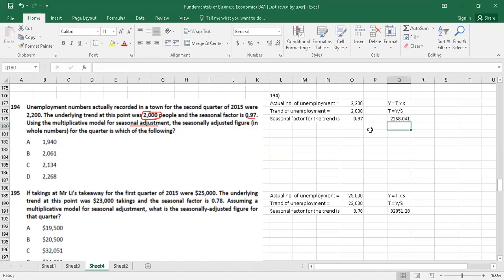On a similar note is question 195 also. If takings at Mr. Lee's takeaway for the first quarter of 2015 were 25,000, so this is the actual takings. The underlying trend at this point is 23,000. The seasonal factor for the trend is given as 0.78. So Y, the forecasted value, is equal to the trend into the seasonal factor. The seasonal factor is already given, and the actual takeaways are 25,000. If we take these two things into consideration, we have the calculated value as 32,051.